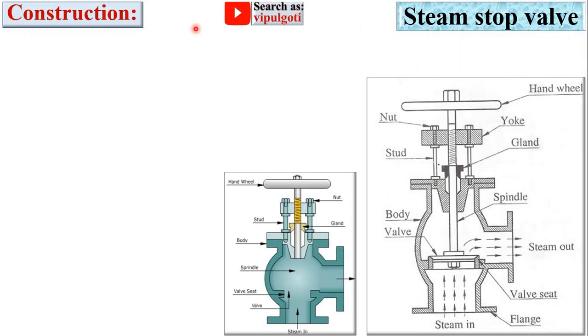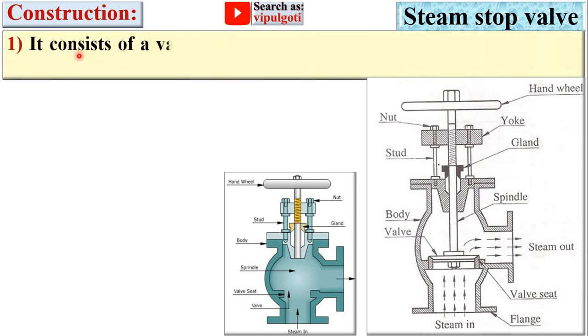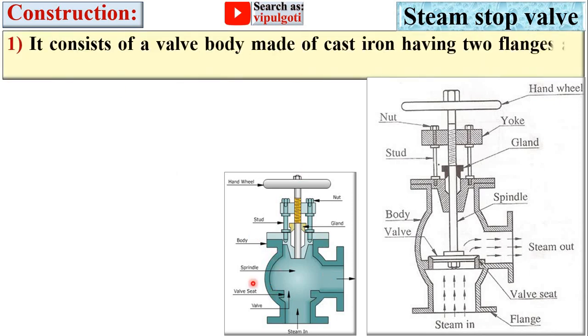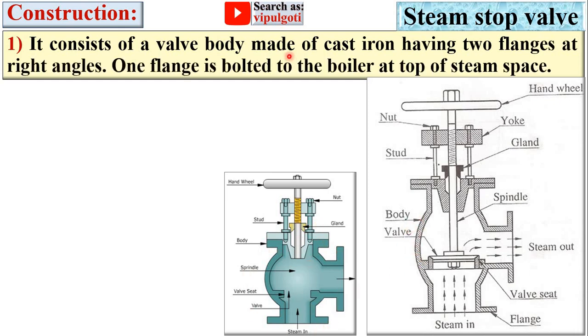Now the construction of the steam stop valve. This figure also you can use for the examination, and this one is the color figure of the steam stop valve to understand the construction. It consists of a valve body. Here you can see this one is the valve body made of cast iron having two flanges. Here you can see two flanges at right angle to each other. One flange is bolted to the boiler at the top of the steam space.